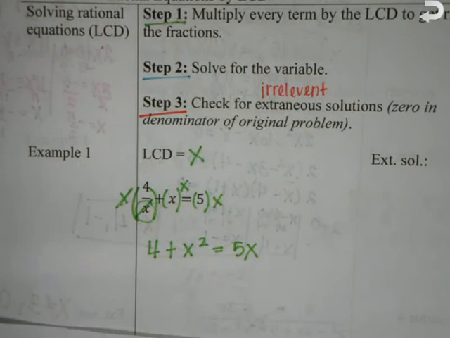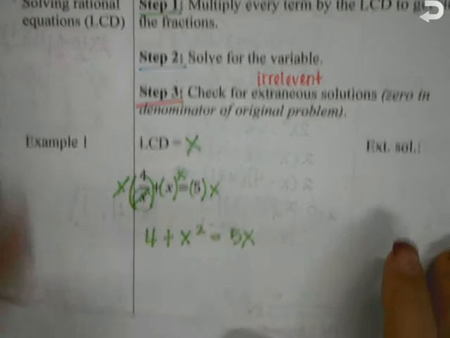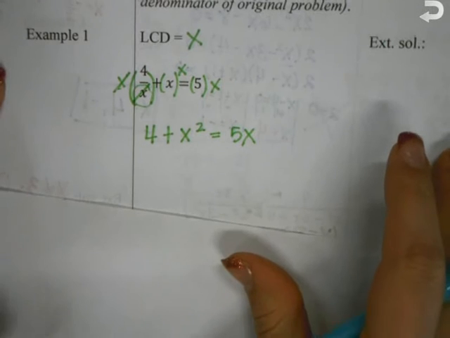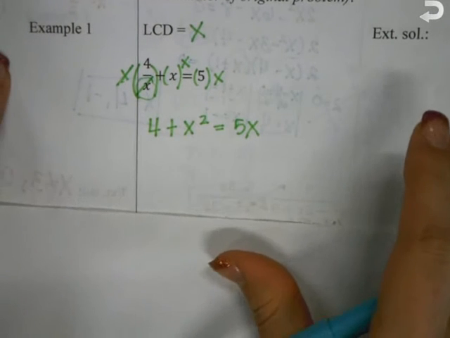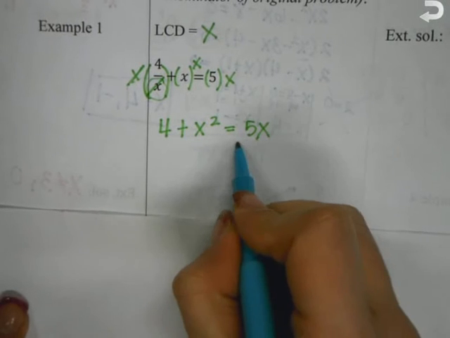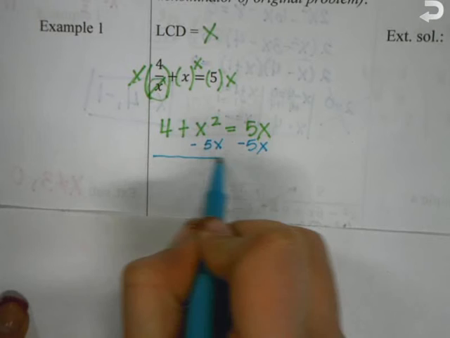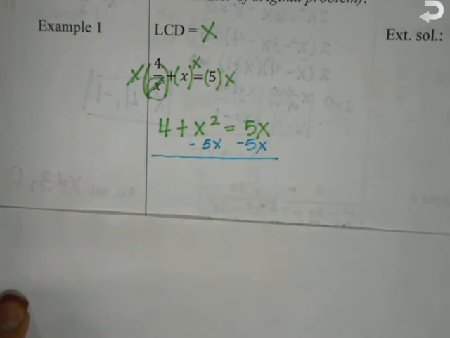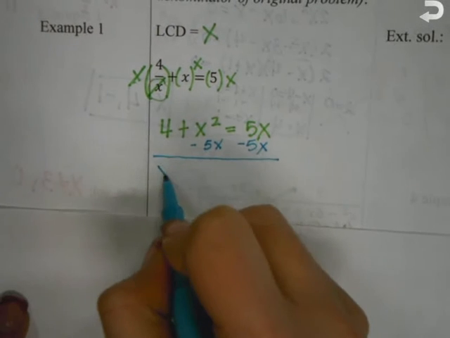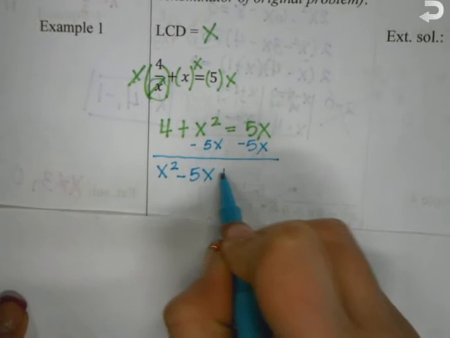Okay, so now we want to solve for x. Since there is an x squared in this problem, I'm actually going to get everything over to one side so that we can use factoring to solve this. So I'm going to subtract 5x from both sides. Okay. And is everybody okay if I reorder it now so that we have x squared first? Okay, so we're going to get x squared minus 5x plus 4 equal to 0.